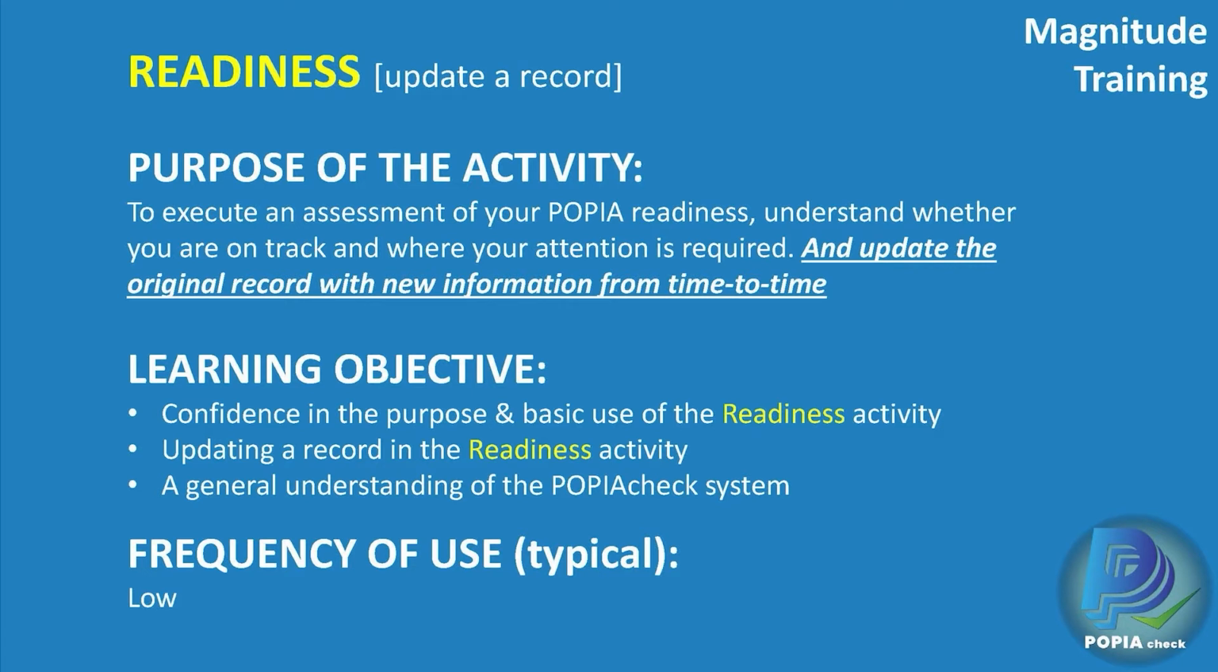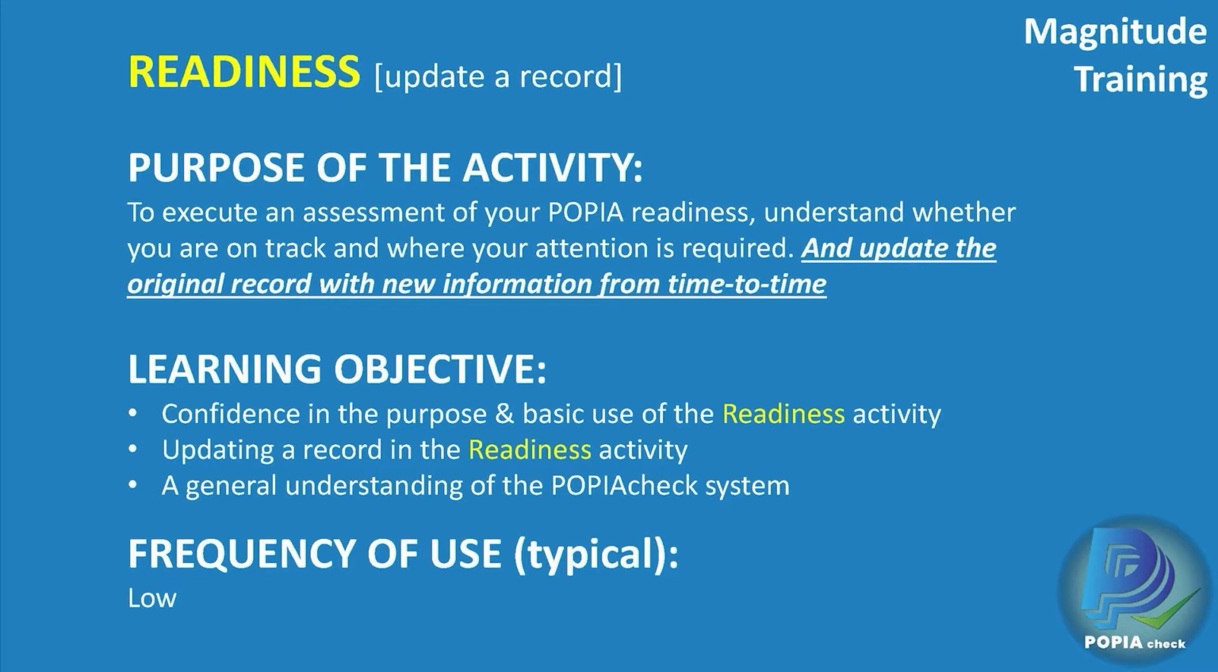The objective now is for you to learn how to update a record in that same readiness activity. So that's our purpose here. The overall purpose of the readiness activity is, as it says on the screen, to execute an assessment of your readiness for POPIA and understand whether or not you're on track, where your attention should be directed. And now this specific video is to update the original record, which we discussed previously, with new information from time to time. So it is really simple.